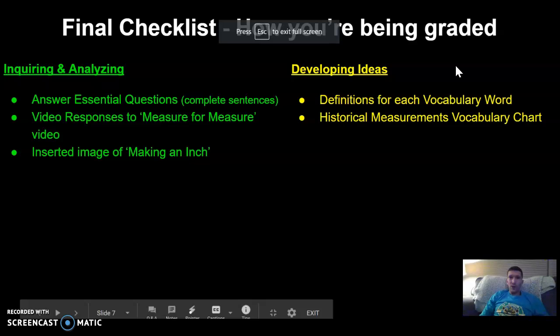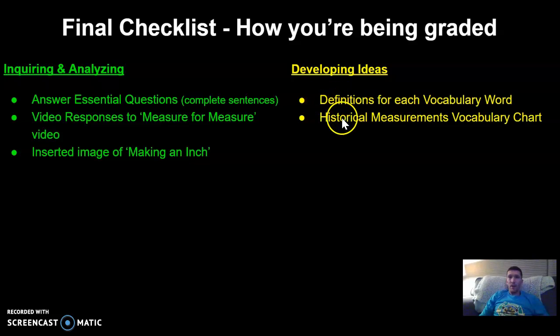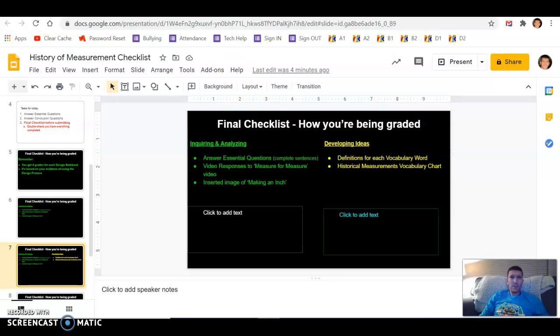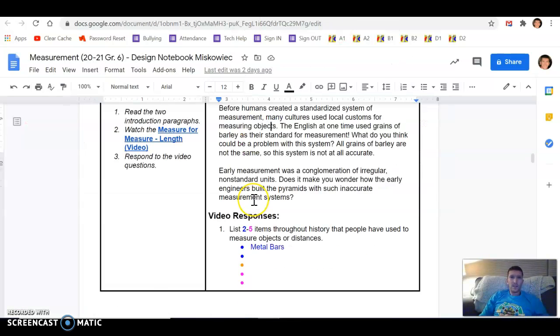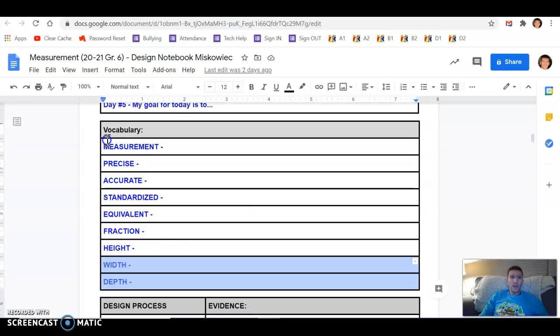The second grade is going to be developing ideas. This is where we're looking at the vocabulary words and the historical measurements vocabulary chart. I'm going to show you where those two are located so you can double check that you have them in your design notebook. The first set of vocabulary words is towards the top here, right underneath the daily goals. You had a day to do all of these vocabulary words and try to put them in your own words rather than just copying and pasting from Google.